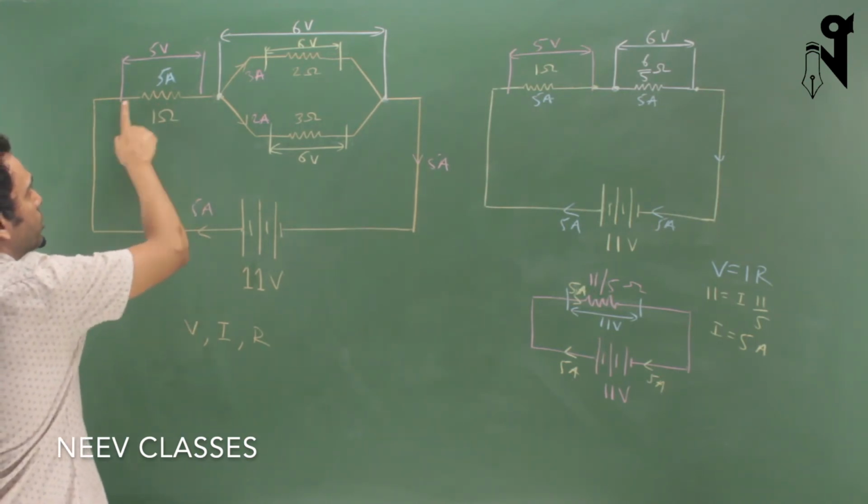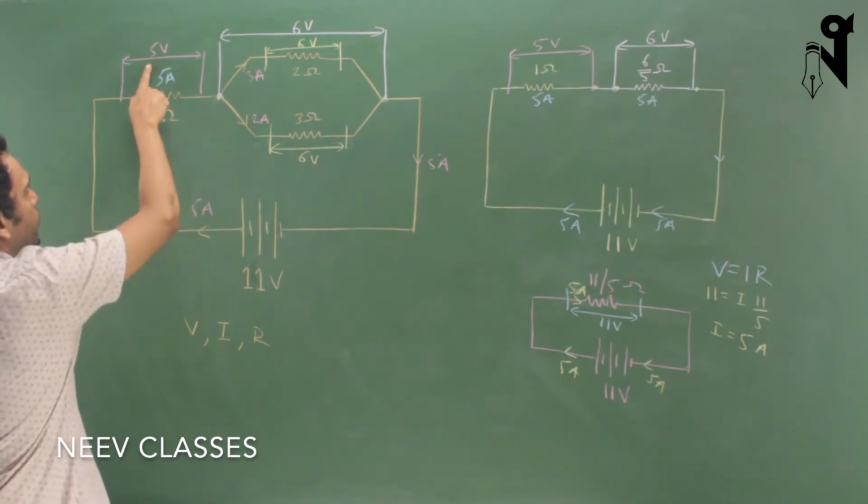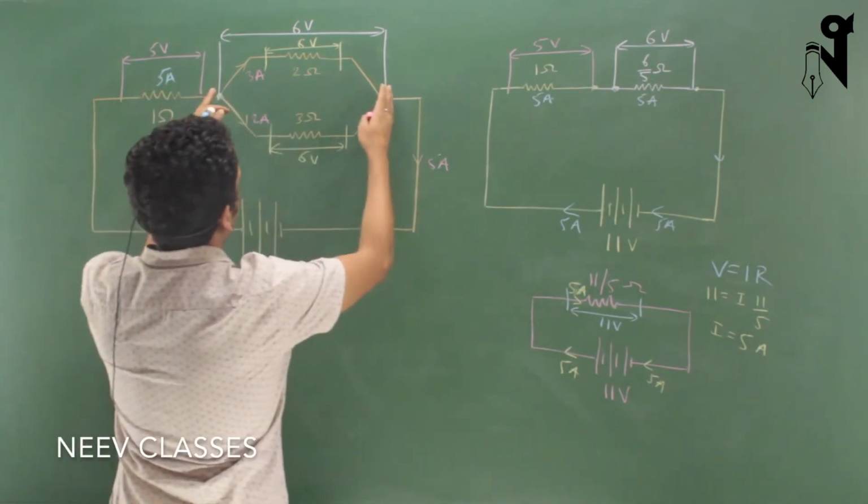So you know the voltage across this. The voltage across this would be 5 volt. 5 into 1 is 5 volt. Net voltage was 11. So 11 minus 5 will give you 6 volts.